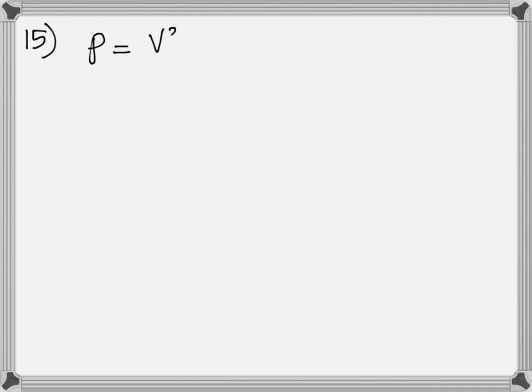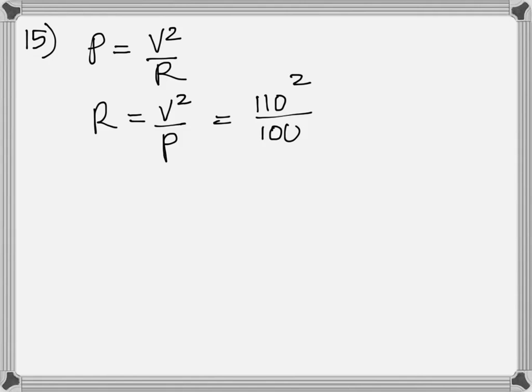All right, 15. Power is square of the voltage divided by the resistance. Rearrange to make resistance the subject and plug in the numbers. 110 squared divided by 100 gives you 121 ohm.